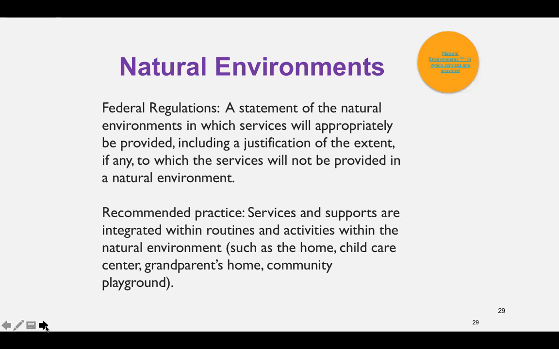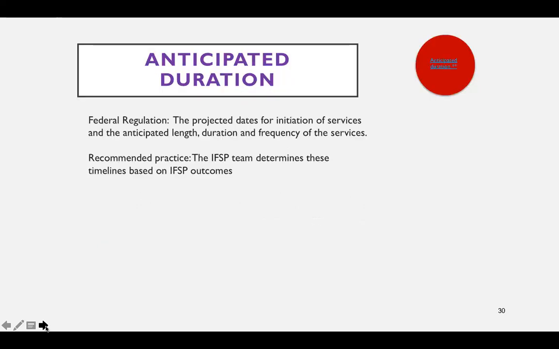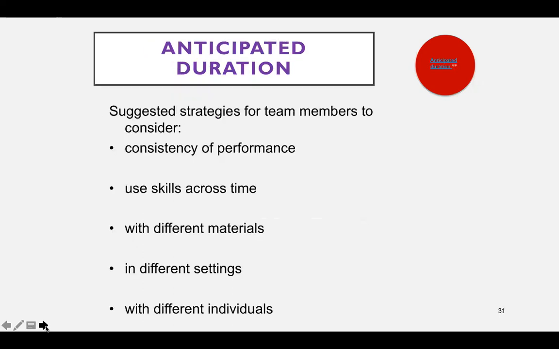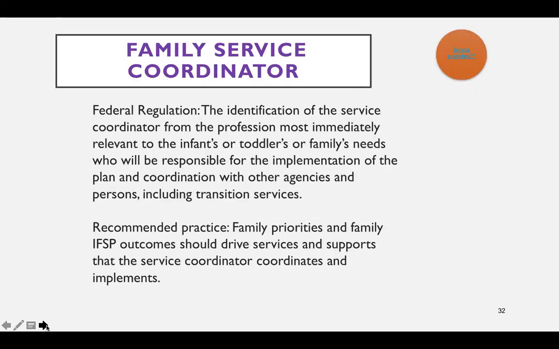Services and supports are integrated within routines and activities within the natural environment. The IFSP team determines these timelines based on IFSP outcomes. Strategies for team members to be consistent of performance, use skills across time with different materials in different settings with different individuals. Family priorities and family IFSP outcomes should drive services and supports that the services coordinator coordinates and implements. This person is responsible for implementing the plan and coordinating with other agencies and persons. Coordination of supports and services to implement the plan should be based on family priorities and family IFSP outcomes.